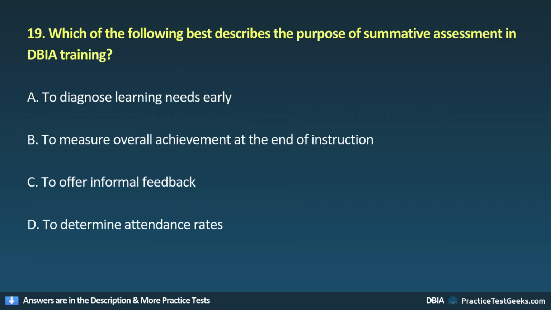19. Which of the following best describes the purpose of summative assessment in DBIA training? A. To diagnose learning needs early. B. To measure overall achievement at the end of instruction. C. To offer informal feedback. D. To determine attendance rates.